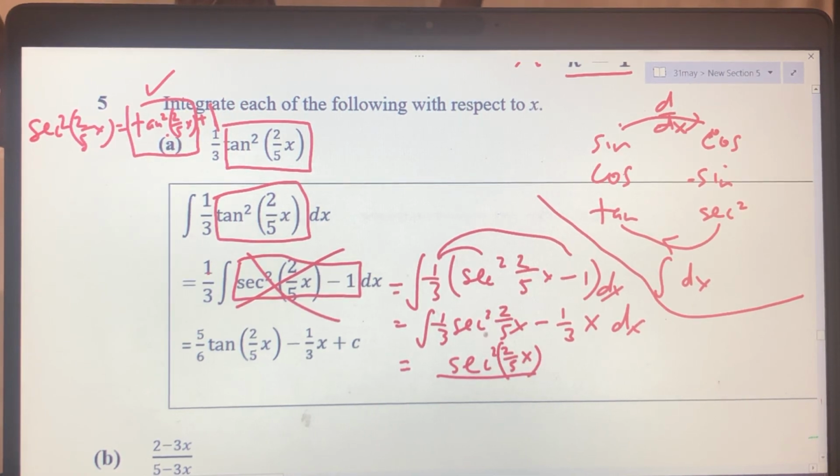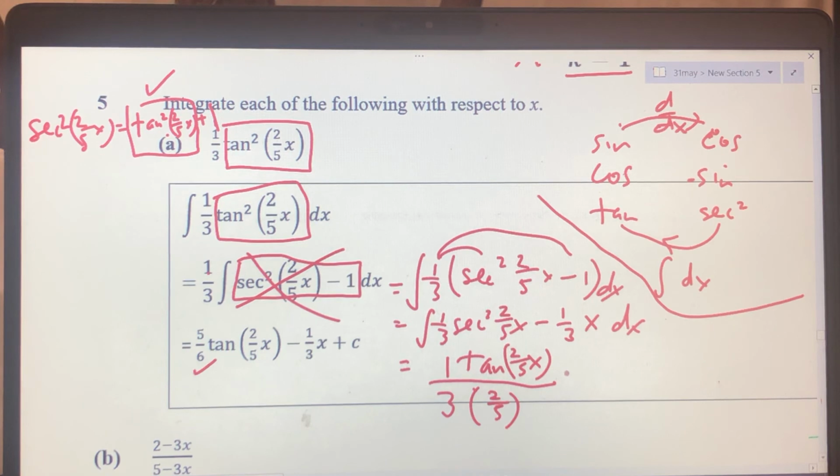Okay, so integrate away 1/3. Doggy, don't do anything to it. Leave the doggy outside. Integrate secant square is tangent. Argument remains the same. Then you differentiate this, you will get this. Integration, then you differentiate the argument, divide by argument. Then you can press calculator. Press calculator, you will get 5/6.